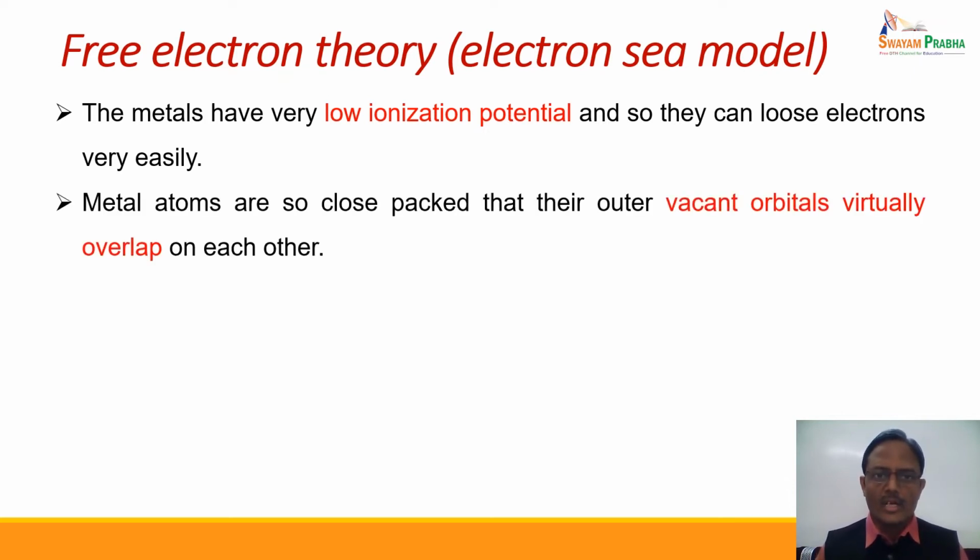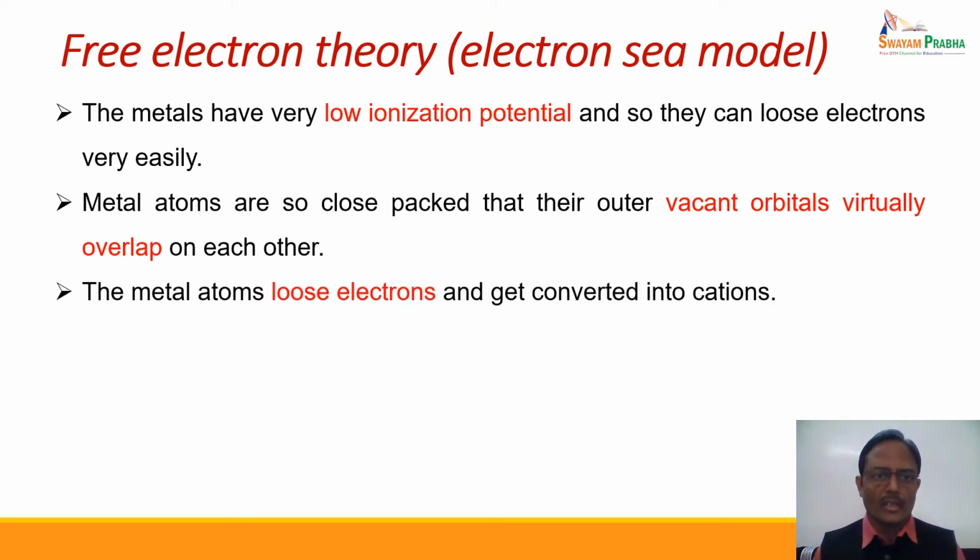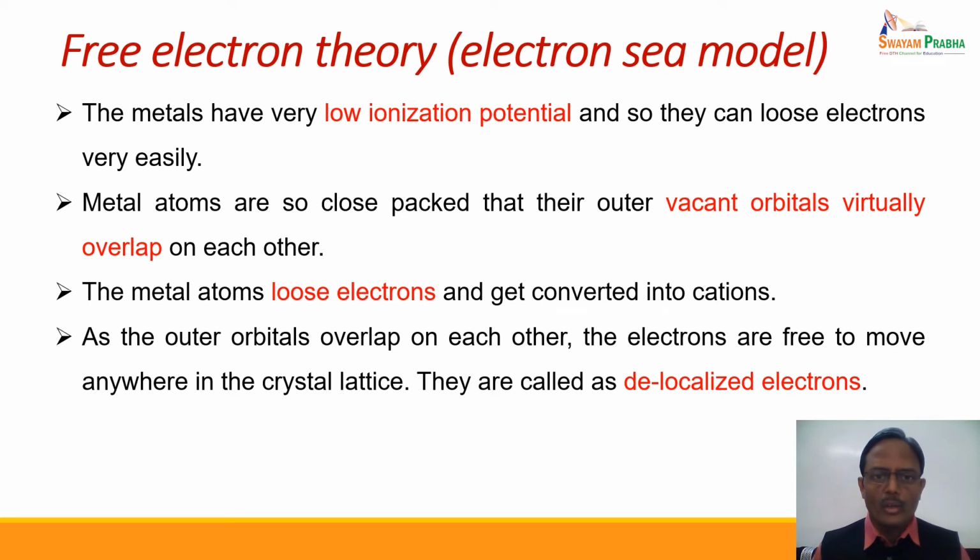Secondly, the metal atoms are so close packed that their outer vacant orbitals virtually overlap on each other, and when these orbitals overlap, it leads to the formation of a continuity in the orbitals. Hence the metal atoms lose electrons and get converted into cations, while the electrons are free to move anywhere among these overlapped orbitals in the form of a cloud of electrons, and that is called the delocalized type of electrons. So the electrons are free to move anywhere in the crystal.